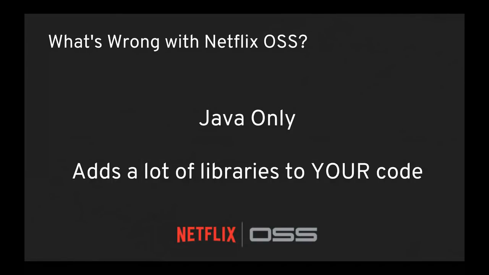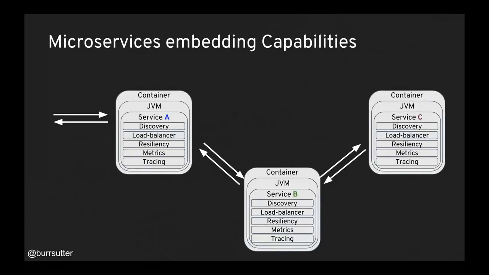So what's wrong with Netflix OSS? There's nothing wrong with it. It was awesome. It taught us some amazing things. They definitely showed us the way when it came to microservices architecture. But the Netflix OSS capabilities are Java only. What if you have something other than Java, whether it be a .NET application or PHP or Python or some other Ruby-based application? Node.js has got to be very popular now. Also, all those libraries are stuck in your code, and that's important to understand also. You now have to carry that weight with you.